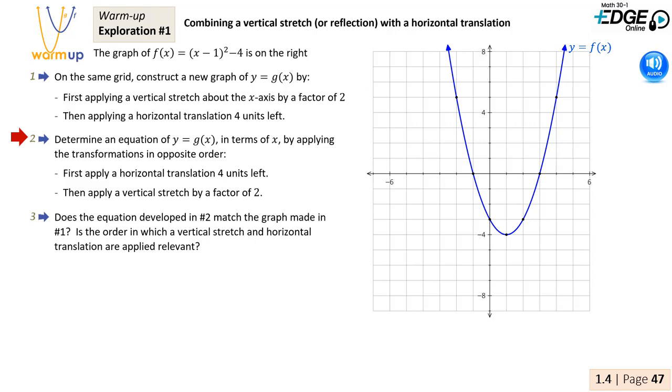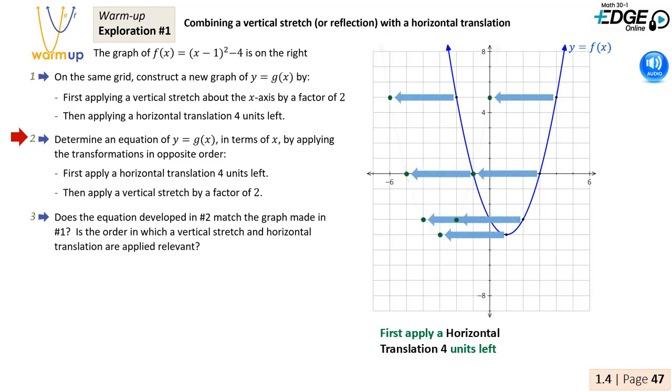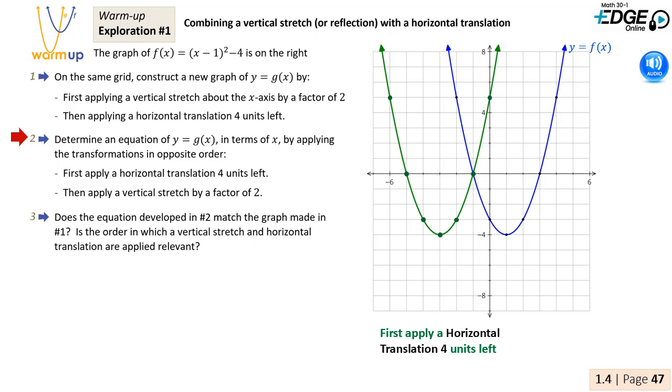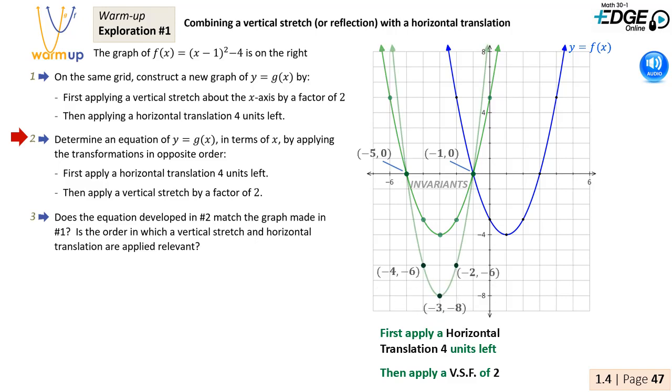Let's try those same two transformations, but in the opposite order. First, we'll apply the horizontal translation and move each point 4 units to the left. Notice that all of the x coordinates were affected, but none of the y coordinates. Now we'll apply a vertical stretch by a factor of 2. As before, our height of -4 became -8, and our heights of -3 became -6. It seems we get the same graph either way.